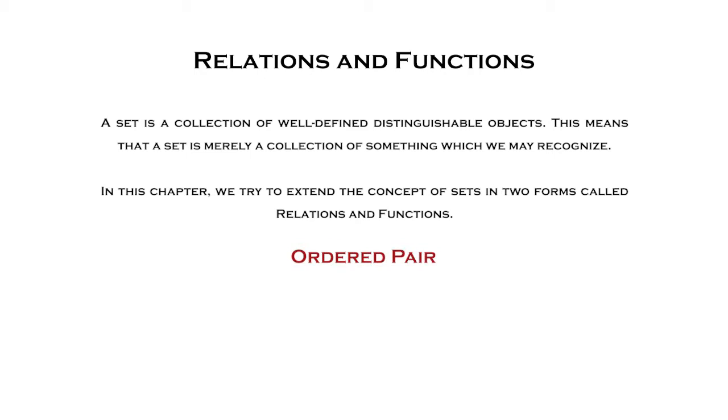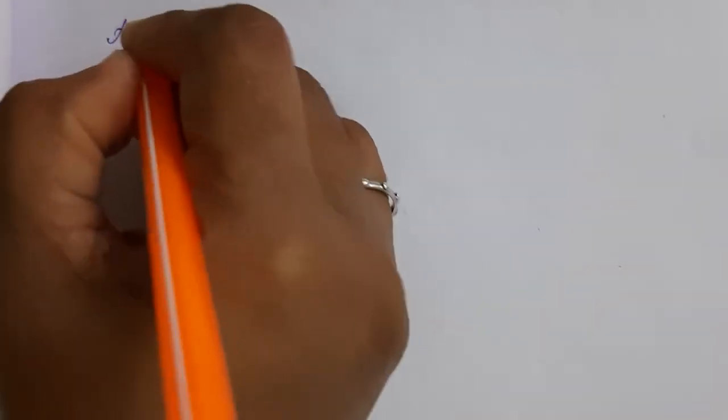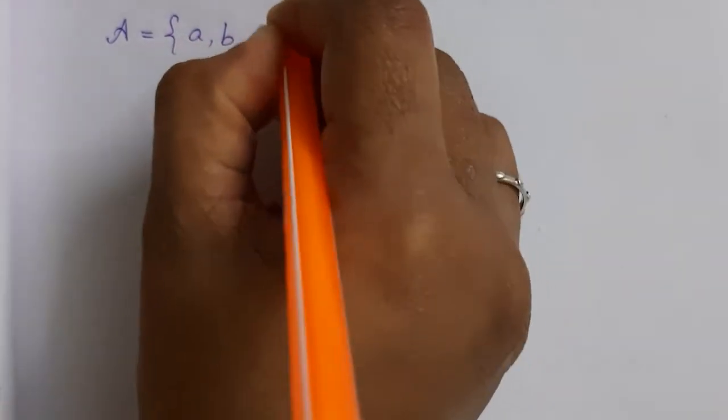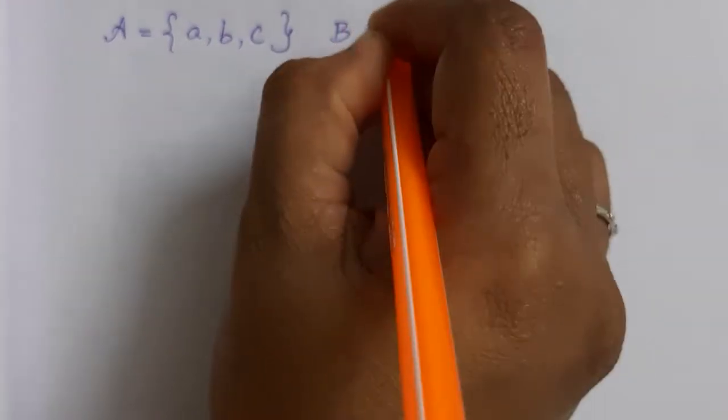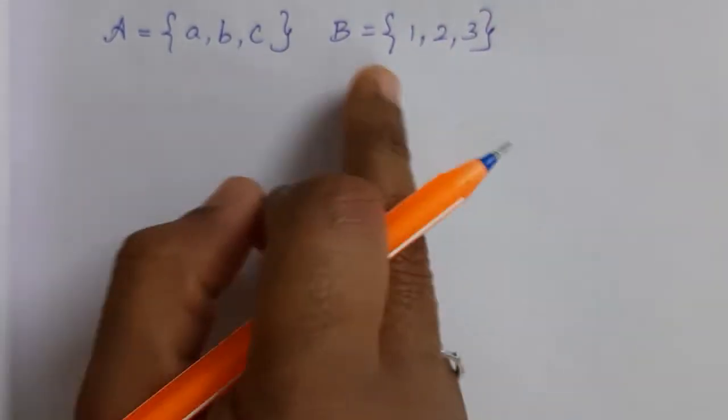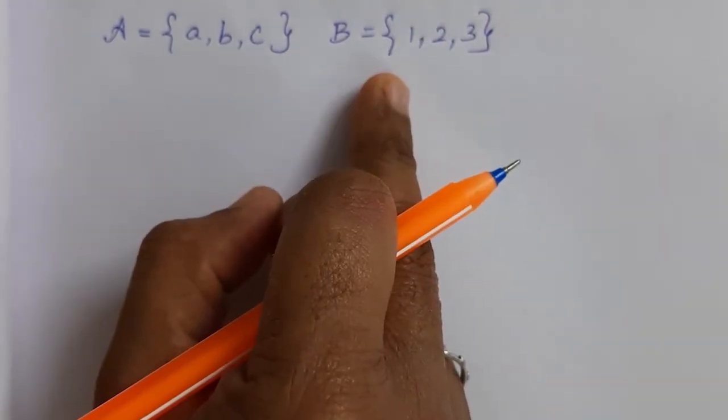As we all did ordered pairs in coordinate geometry last year, and this year in the beginning when I taught you graphs also, we know how to write terms in ordered pairs. When there are two sets, suppose set A is equal to {a, b, c}, and set B is equal to {1, 2, 3}, how do we write them in ordered pairs?